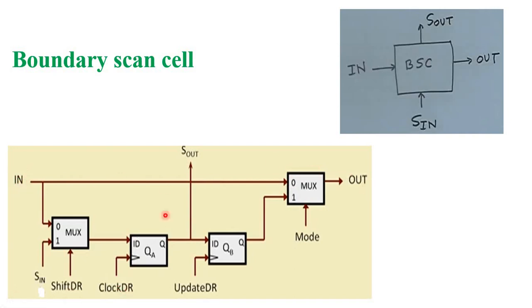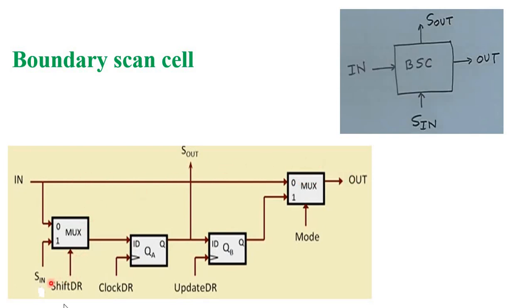In the boundary scan cell, two D flip-flops are present. One of the D flip-flops is for shifting purposes, and the other one is for feeding the signal into the D flip-flop. So we can shift the data by using one D flip-flop, and we can feed that signal through the other D flip-flop. Like that, two D flip-flops are present. If mode is 0, we can send the data from in to out, that means left to right.